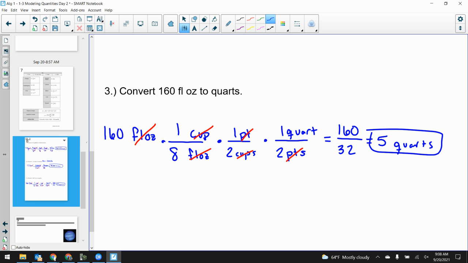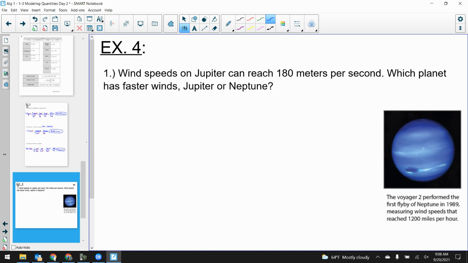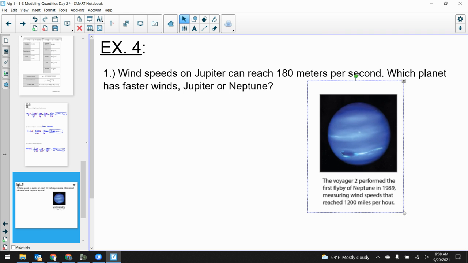All right, so this is just converting one to the next. Everybody, we're going to jump to the bottom of this page now. We've got 10 minutes left. I want to compare wind speeds. I'm going to compare Neptune to Jupiter. Now, Jupiter is 180 meters per second. What is Neptune? Look at the little blurb I got there for you.